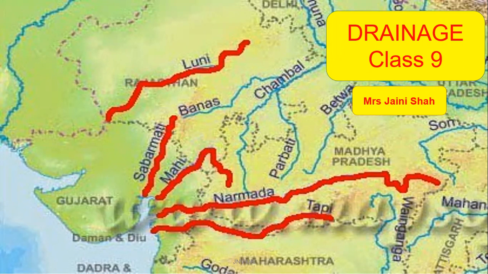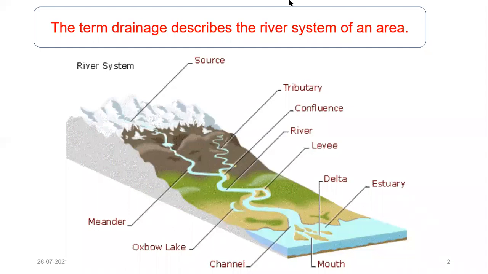The term drainage is used to describe the river system of an area. We often see that small rivers or streams coming from different directions drain into a large water body like a lake or a sea or an ocean. The area drained by a single river system is known as a drainage system. So the term drainage describes the river system of an area.